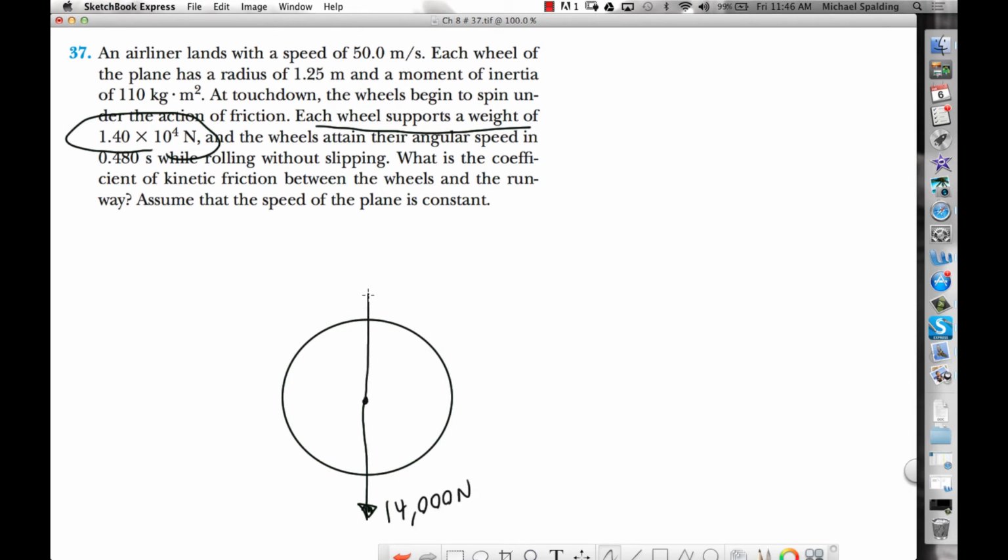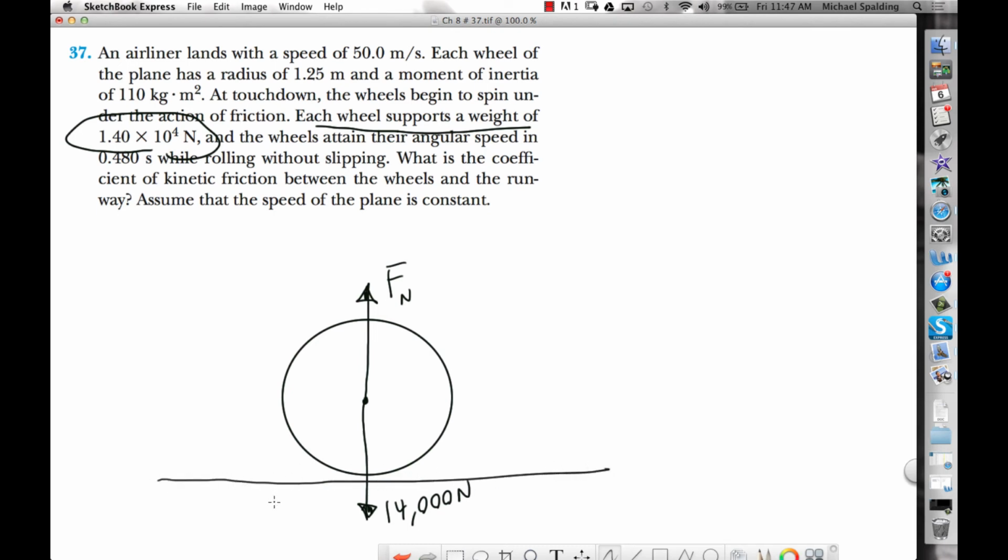So what's the upward normal force? The wheel is on a surface, so what's the upward normal force? It's got to be 14,000. Well, in fact, let's just leave it like that. We know it's 14,000 because there's no vertical acceleration. Now, there's one more force on the wheel. Down here, so here's the ground right here.